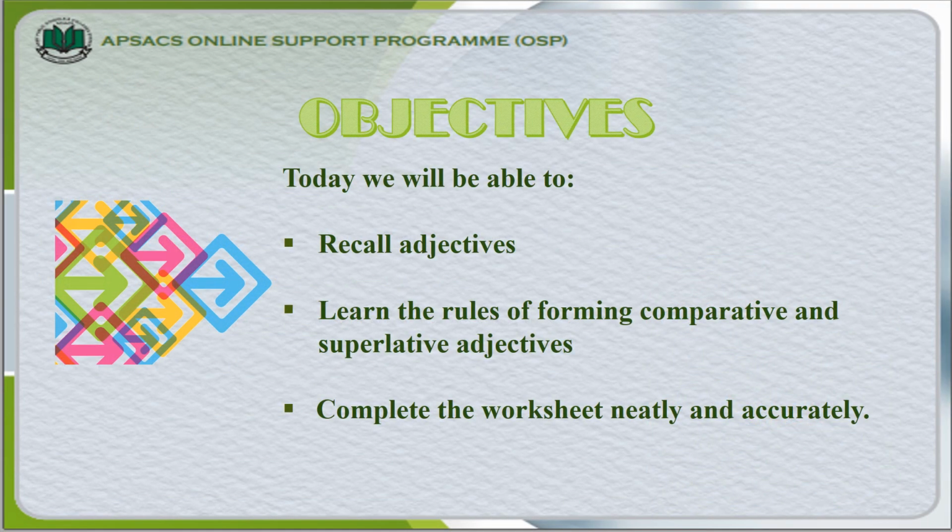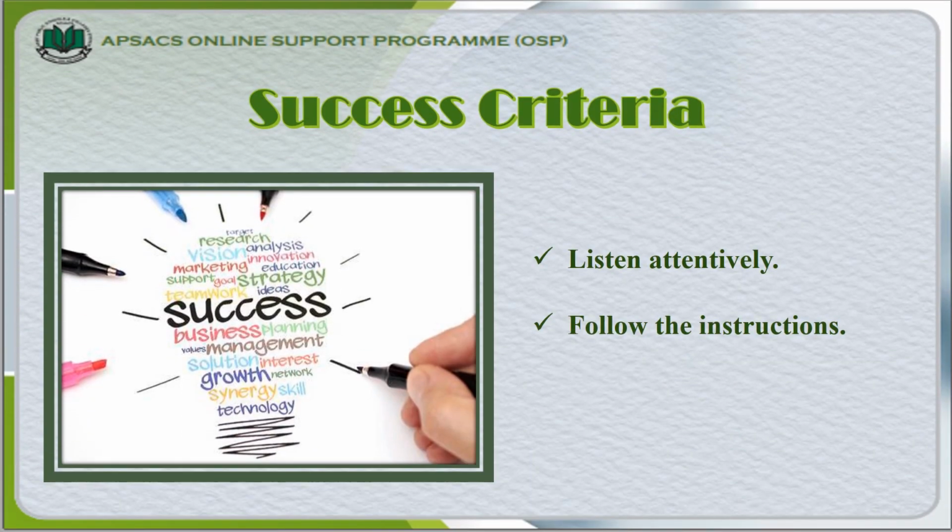Okay, let's read out the objectives first. Today, we will be able to recall adjectives, learn the rules of forming comparative and superlative adjectives, and complete the worksheet neatly and accurately. The success criteria is to listen attentively and follow the instructions.